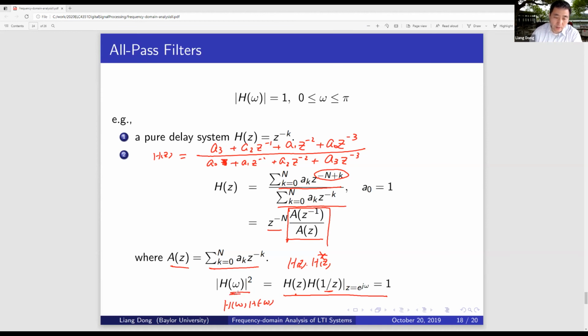And because I'm looking at the frequency, so evaluate on the unit circle, z equal to e to the power j omega. If you plug in this, H(z) equal to that, and then we find out the numerator and denominator cancel out. And when z is also on the unit circle, then we have this equal to 1. So indeed, the amplitude square is equal to 1. The amplitude is equal to 1. This is an all-pass filter.